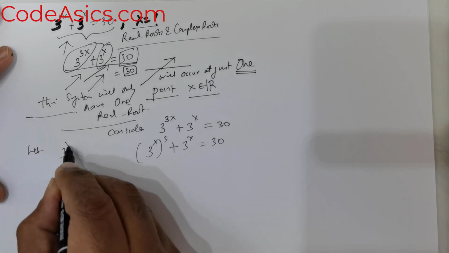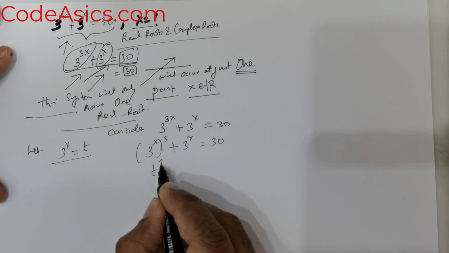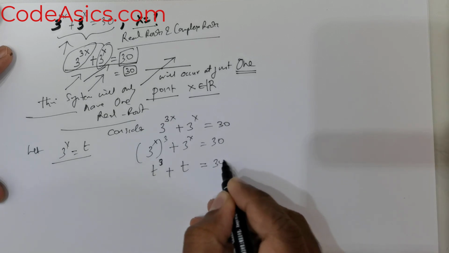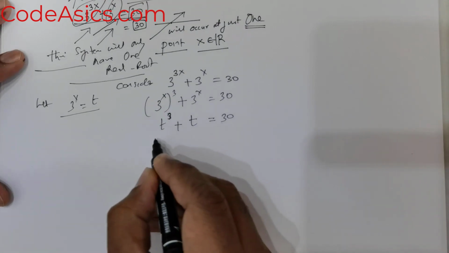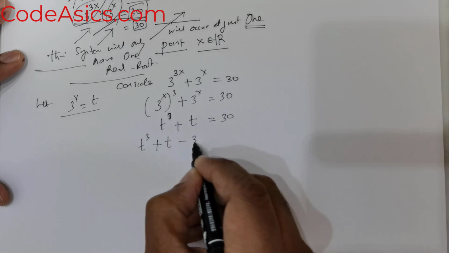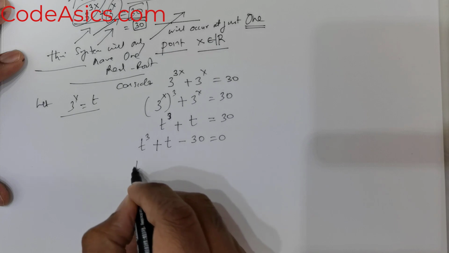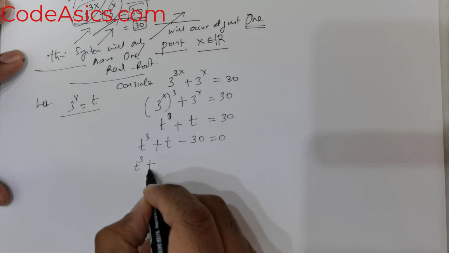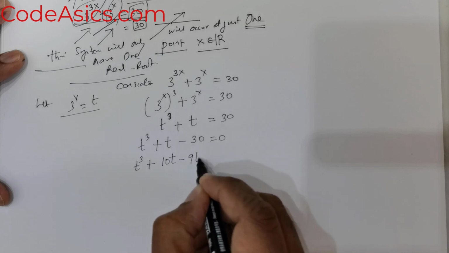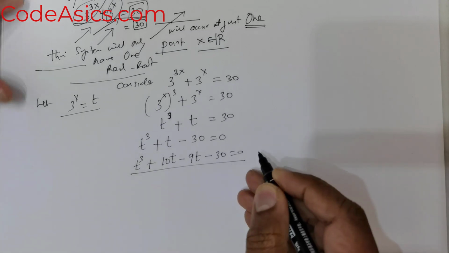Now let me just let 3 raised to the power of x be equal to some t. So this is going to be t cubed plus t is equal to 30. Now let me bring this 30 to the left. So this is going to be t cubed plus t minus 30 is equal to 0. Now I would like to rewrite t as 10t minus 9t, followed by minus 30 is equal to 0. This is acceptable, right? Fair enough.